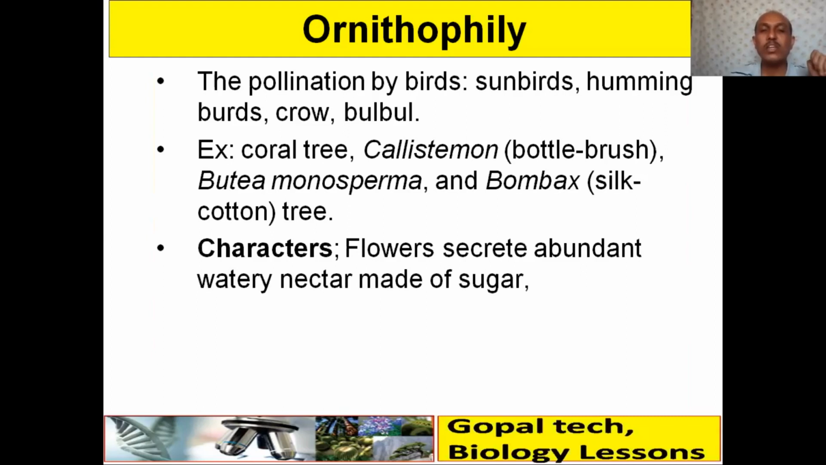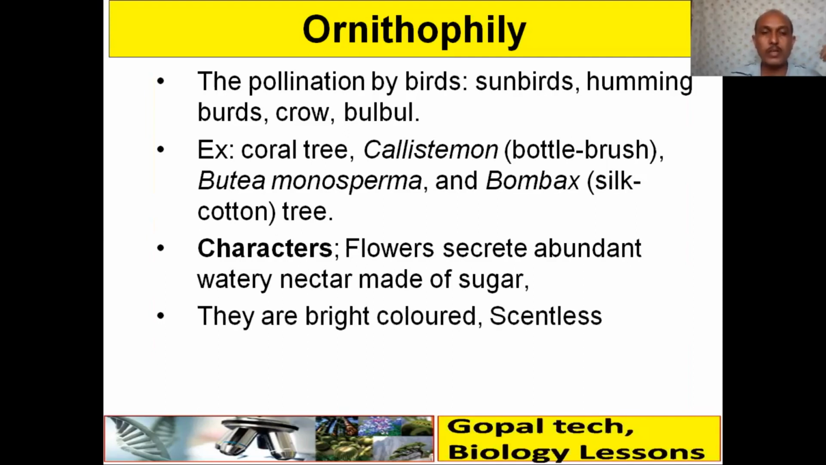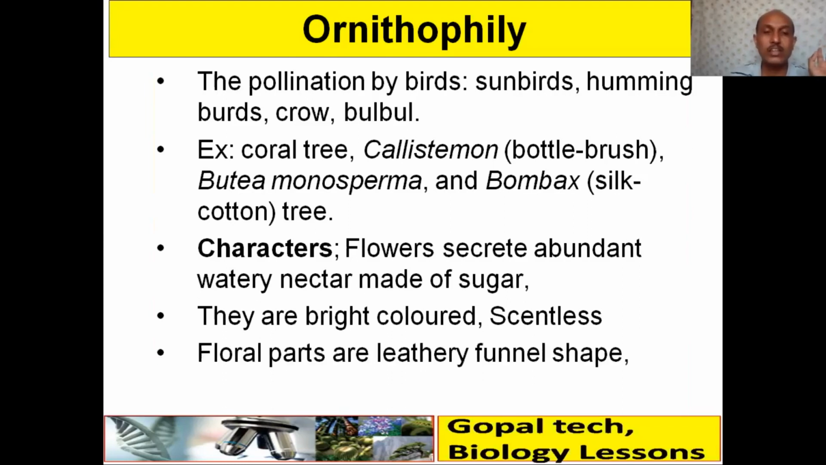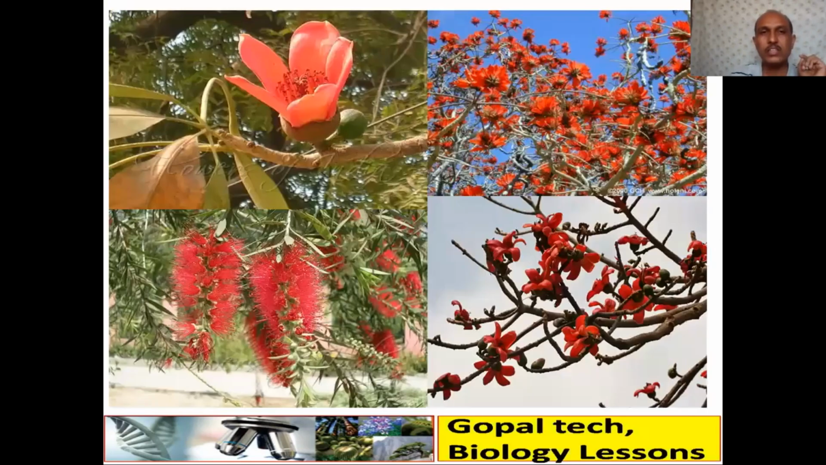Characters क्या है flower के? Flowers secrete abundant, more watery nectar made of sugar, sugar ज्यादा होता है. They are very brightly colored but scentless, smell नहीं होती है, color ज्यादा होता है. Floral parts are leathery and funnel shaped, ऐसा funnel shape होता है. Okay, see, pollen grains are sticky. Okay, see here certain examples. ये है bottle brush. Okay, ऐसा ये है ब्यूटिया, ऐसा आपको नजर आएंगे.